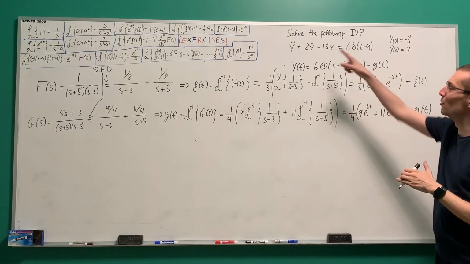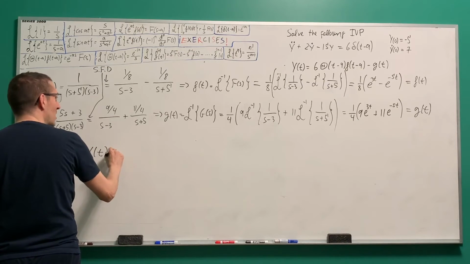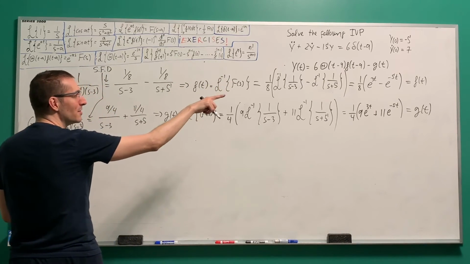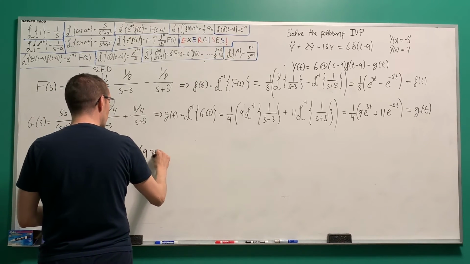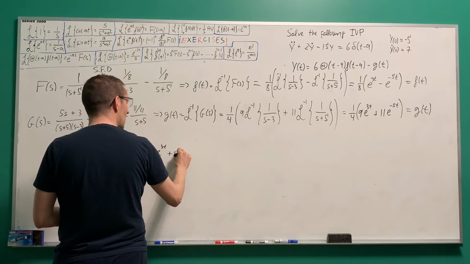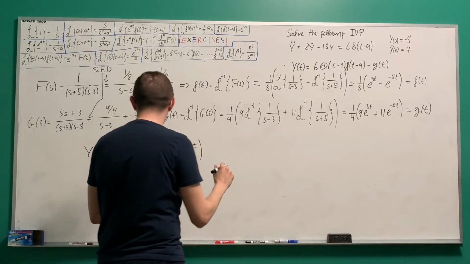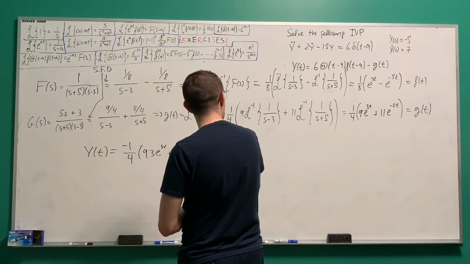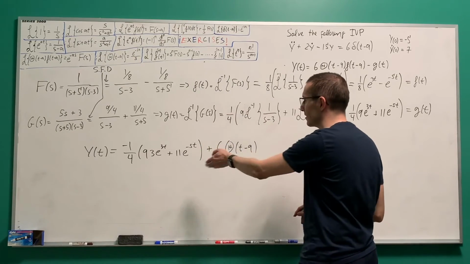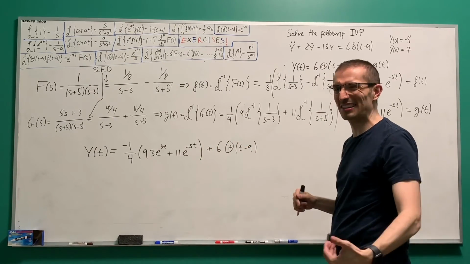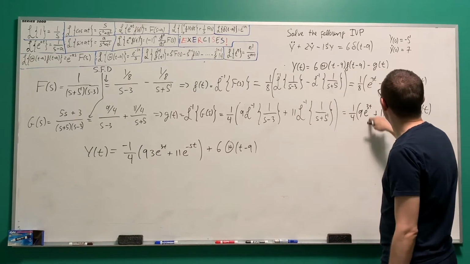Okay, so now let's write the solution to the full problem. y(t) is equal to, let me write minus g(t) first. So minus 1/4 times (93e^(3t) plus 11e^(-5t)), and then plus 6 times Heaviside(t minus 9). You see, this thing doesn't exist until time equals 9, which is when your kid kicks your accelerator system. And then this function, but displaced by 9.